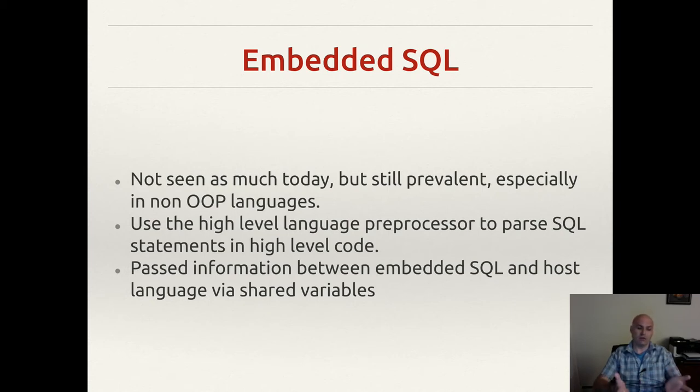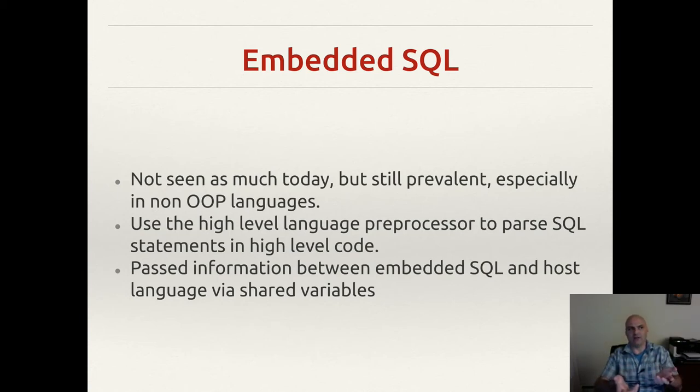And the way it worked is to pass information back and forth between what would be preprocessed, the embedded SQL, and your regular code, you would use these shared variables. They talk about how they're notated in the book as well. But basically, that's how it works. So the embedded code would have the SQL statements. The SQL statements would save the information into these shared variables that you could then reference.